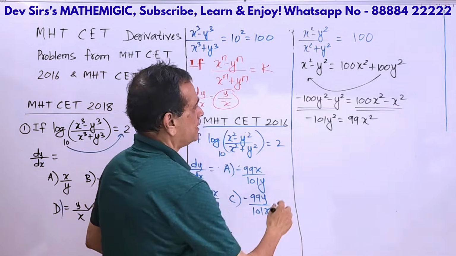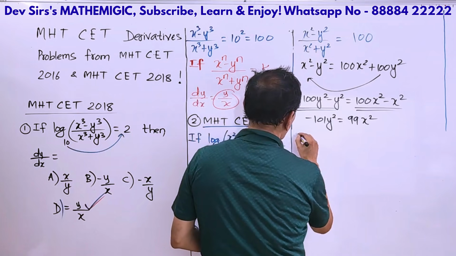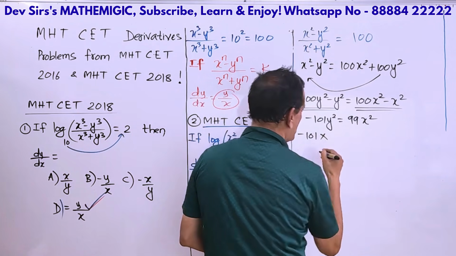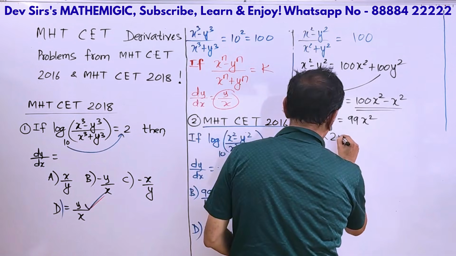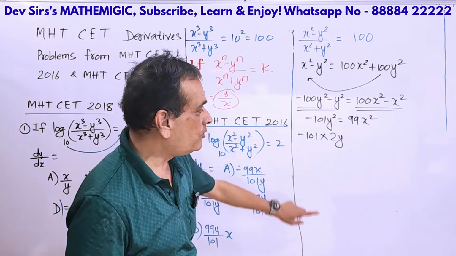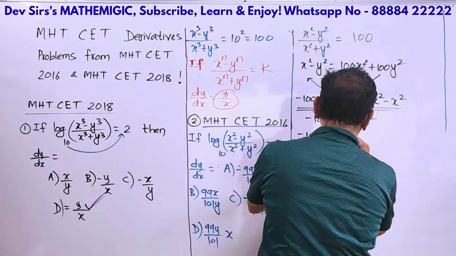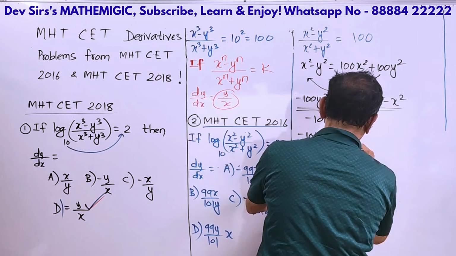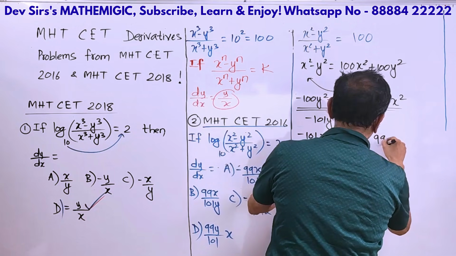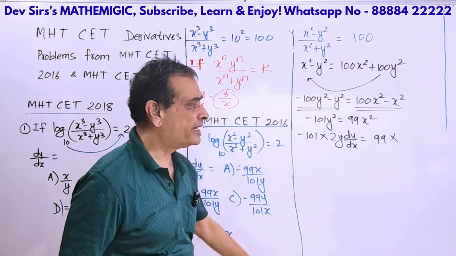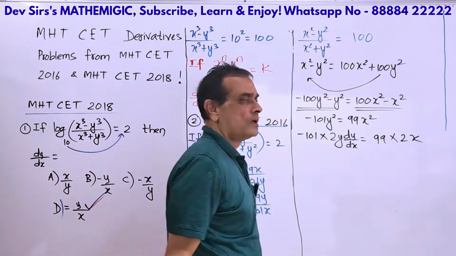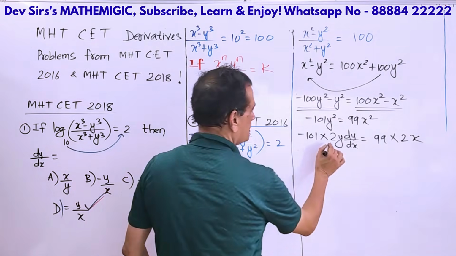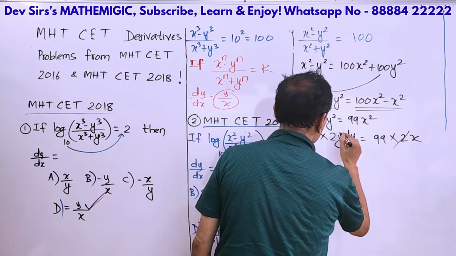Solve करो. Differentiate with respect to x. -101 constant बाजू को रखना है. Derivative of y squared, you all know, is 2y. But don't forget when you have y, you have to write dy by dx. 99 constant बाजू को रखो. Derivative of x squared is 2x. 2 into y, 2 into x, 2 gets cancelled.